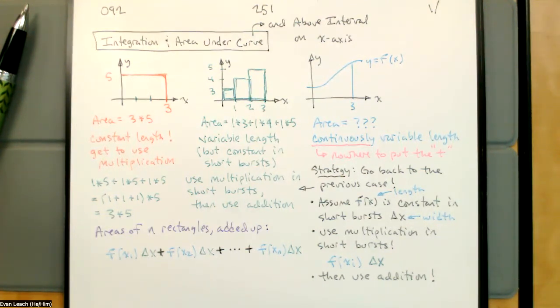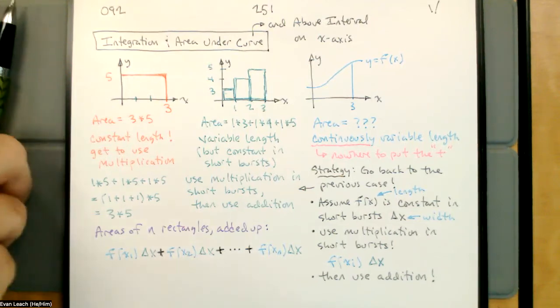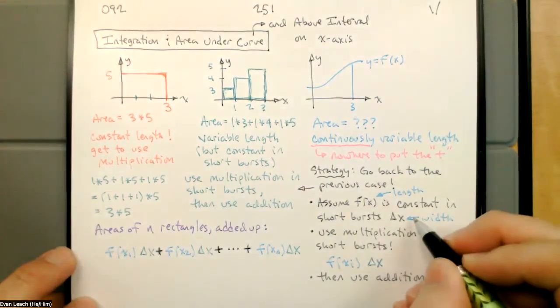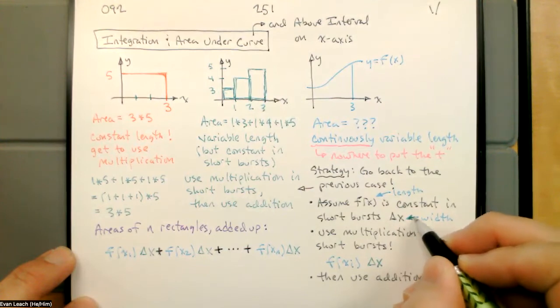That flattens out the height. And we use that height for some short burst, delta x, that we use for the width that I wrote in blue, which should have been in green, because I'll switch to green.